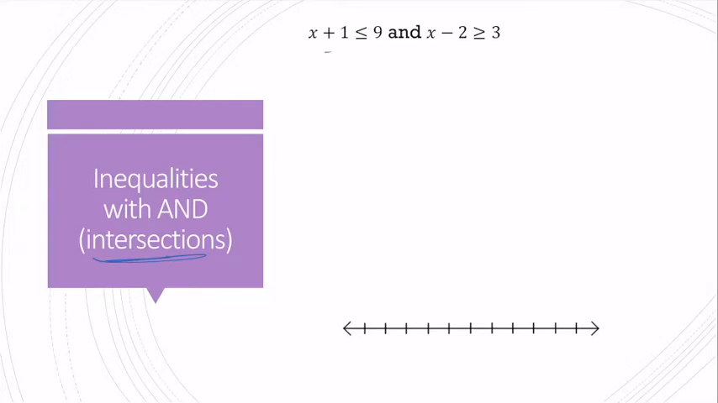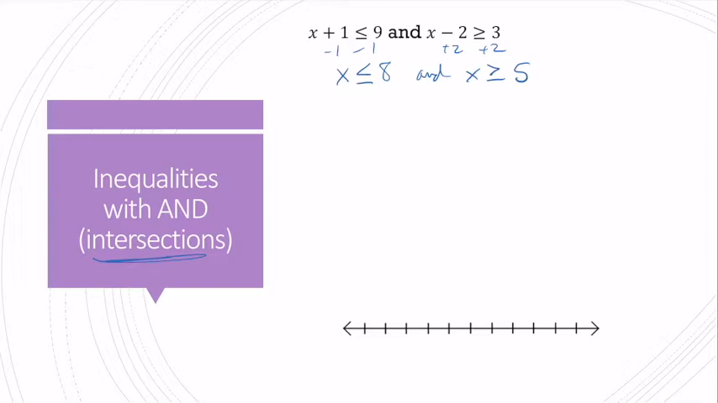So I'm going to subtract 1 from both sides. I get x is less than or equal to 8. Here I add 2 to both sides. I get x is greater than or equal to 5. So I need x to be less than or equal to 8 and x to be greater than or equal to 5. Let me go ahead and graph x is less than or equal to 8.